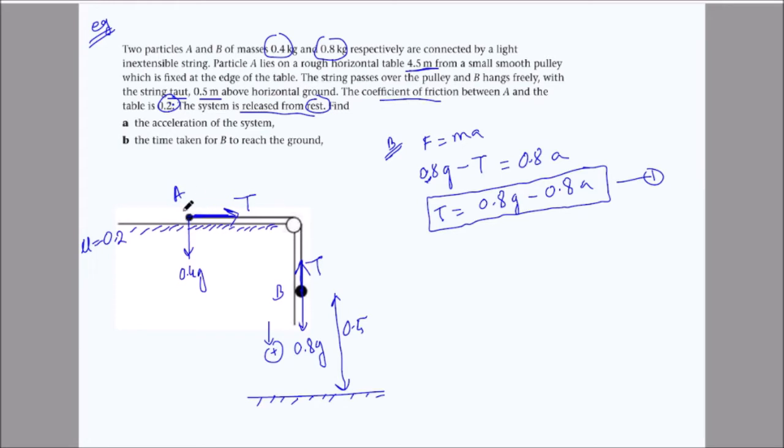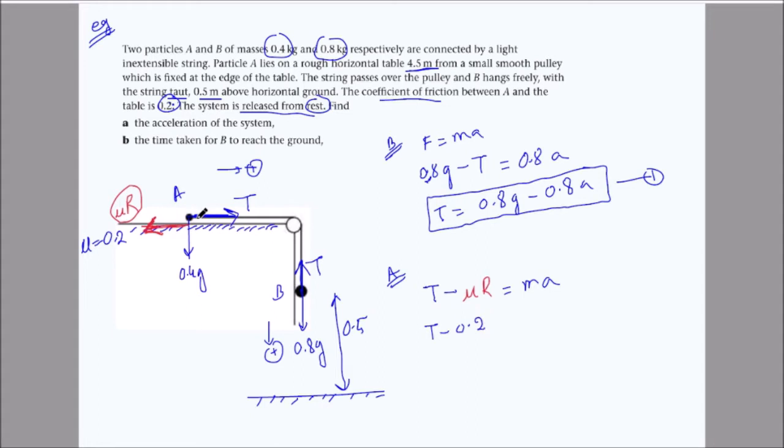For the second particle, it's moving towards the right, so I will take the right side as positive. So tension will be positive. On the left side, since A is moving towards the right, the frictional force will act towards the left, right? The frictional force is mu R, so mu R equals ma. We need to find the value for mu and R. Mu is already given, it is 0.2.